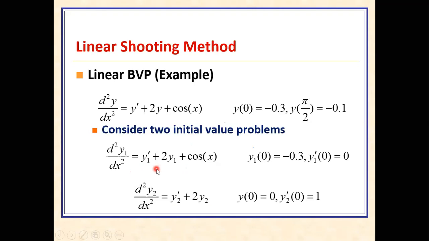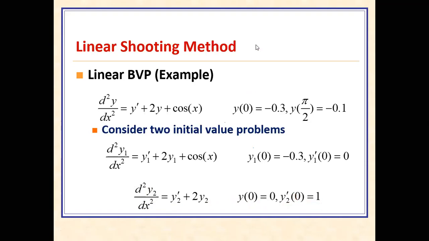So the first problem is exactly the same. However, with the initial condition y1 of 0 equal to minus 0.3, same as the first boundary condition, we consider the initial condition y1 prime of 0 equal to 0. The second initial value problem will be considered as without the term cos of x. So it is y2 prime plus 2y2 equal to d2y2 dx squared, with the initial conditions y2 of 0 equal to 0 and y2 prime of 0 equal to 1.